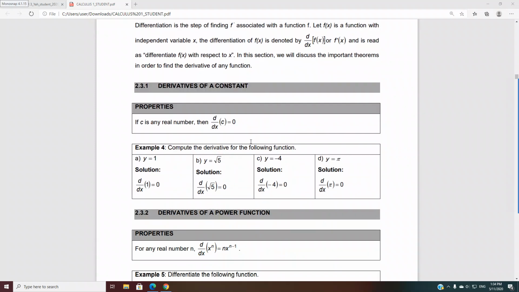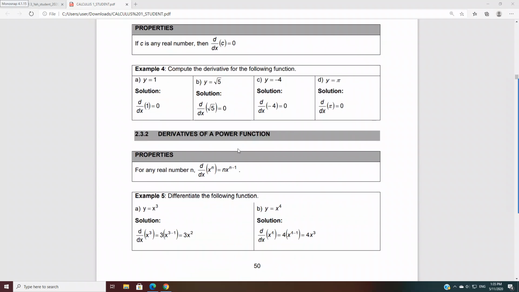Okay, so apa-apa je kalau kita differentiate constant, maksudnya kita differentiate nombor lah kan. Differentiate 1, differentiate 3, differentiate pi ke, kita akan dapat equals to 0. Okay, so look at example 4 ni. Dia differentiate 1 dapat 0. Differentiate square root of 5 pun dapat 0. Differentiate negative 4 pun dapat 0. Differentiate pi pun equals to 0.